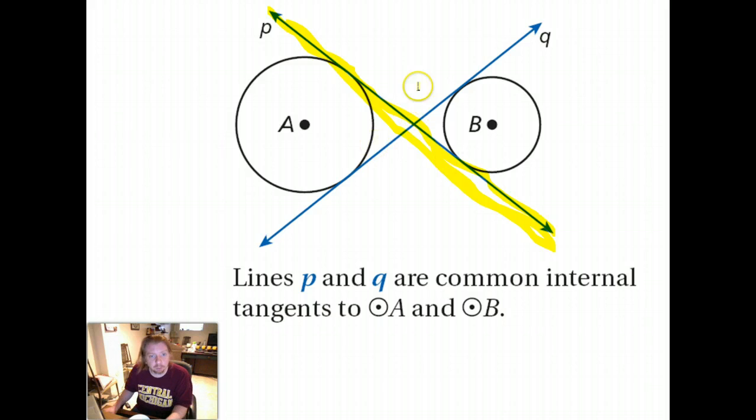Now again, think about this region between the Earth and the Moon. And so now this tangent line coming off A is then going into B.